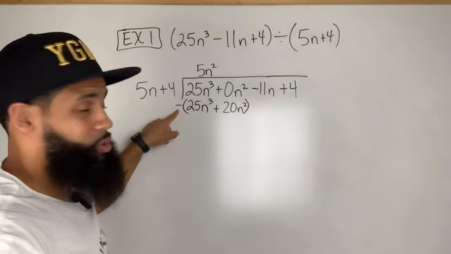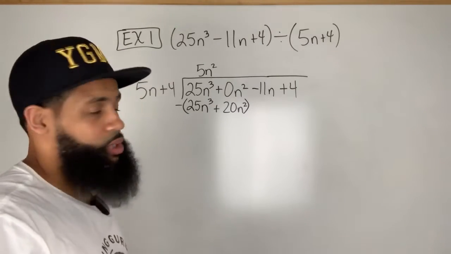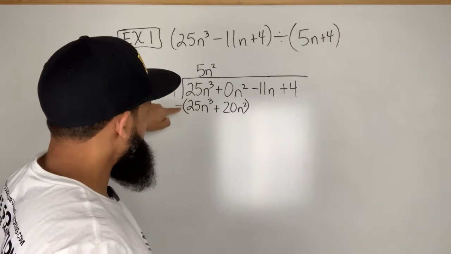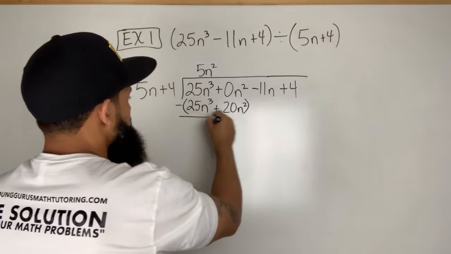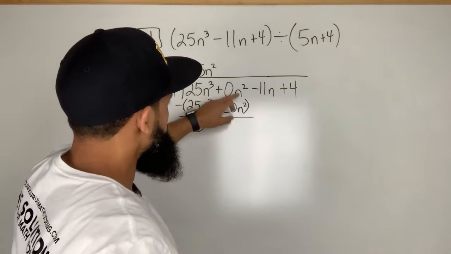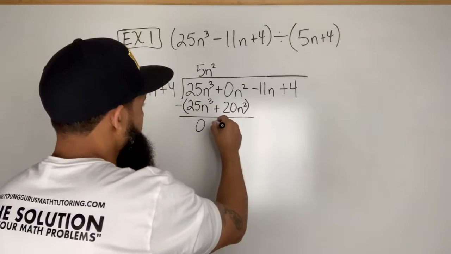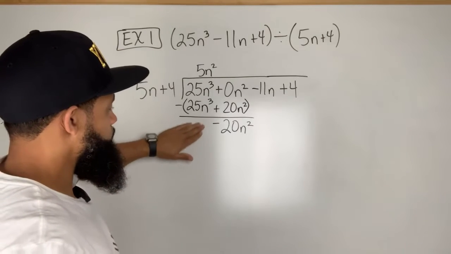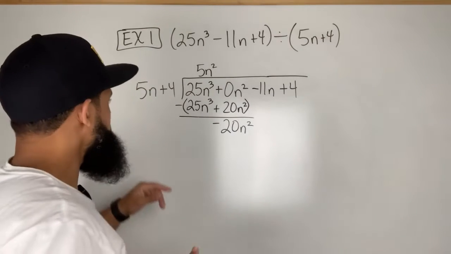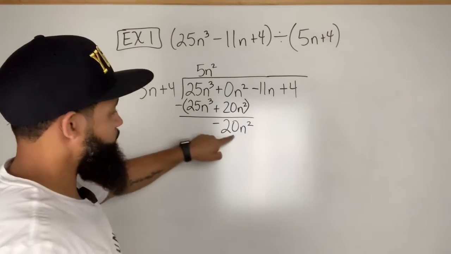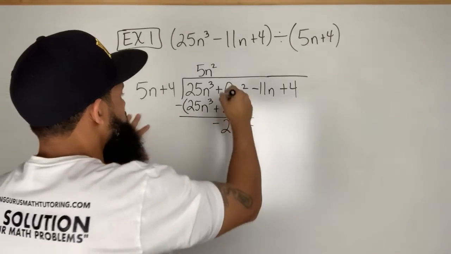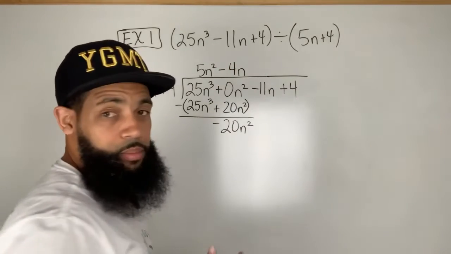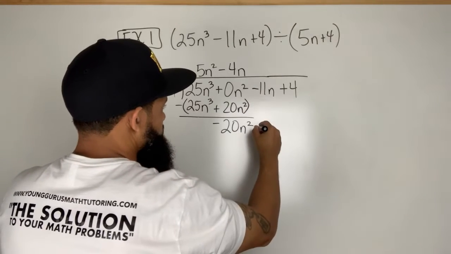Notice I put the subtraction on the outside. That's up to you. Some people do this different ways, but I like to just distribute this subtraction. So 25n to the third power minus 25n to the third power, that'll be 0. And then 0n squared minus 20n squared is negative 20n squared. So we can actually get rid of this 0. You don't necessarily have to put that there as a placeholder. Then I need to see how many times 5n can go into negative 20n squared. Well, it goes in negative 4n times, okay? Once again, I still need to bring down this 11n.